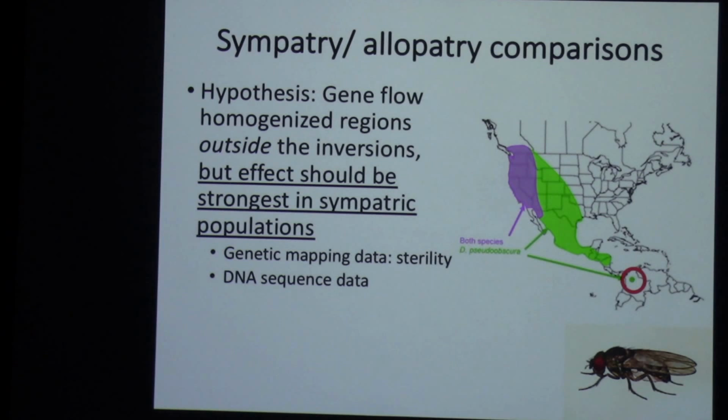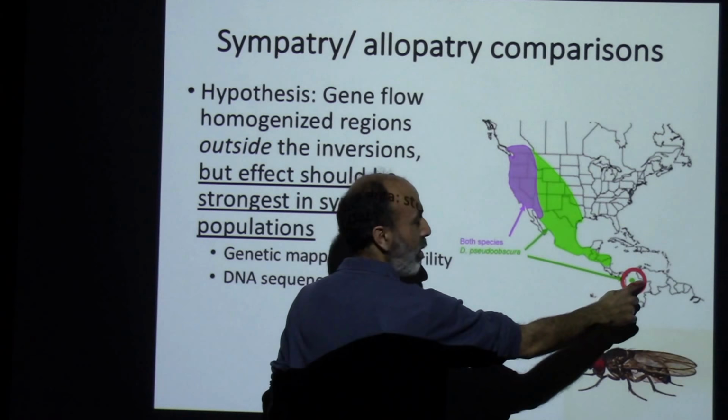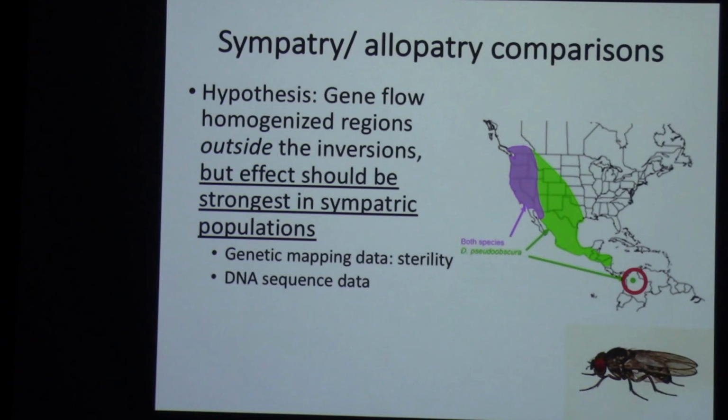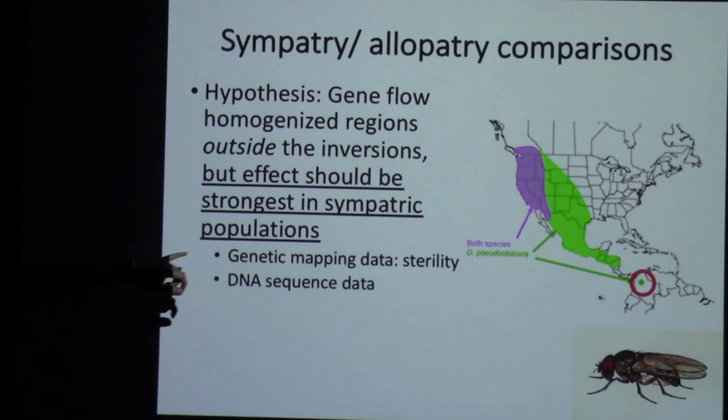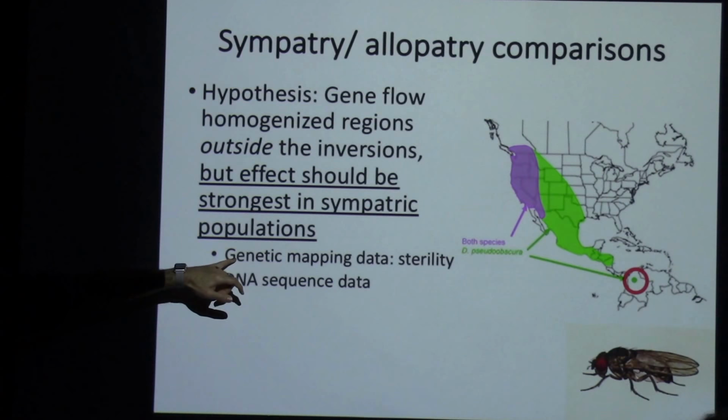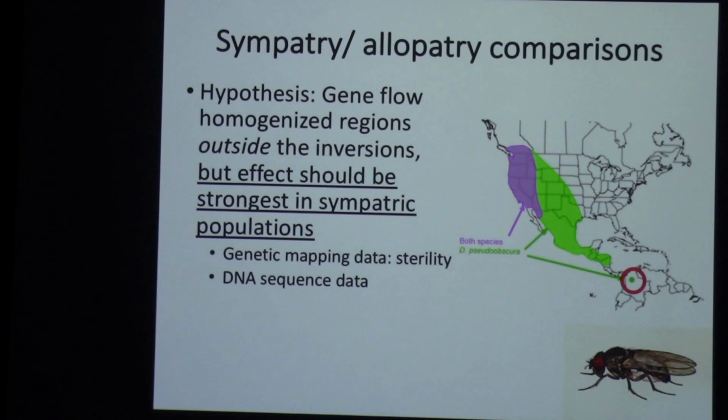So we have the advantage that there's a little population of Drosophila pseudoobscura way out there that hasn't seen persimilis in like hundreds of thousands of years. Right? So if there's been homogenization from hybridization with persimilis, here you should see the homogenization there. Some of the differences should have been retained because there's been no opportunity to homogenize. So we studied this both in the context of some genetic mapping data of hybrid sterility, and we studied it using DNA sequence data. I'll show you both of those sets of studies, and I'll describe some which aren't depicted here as well.